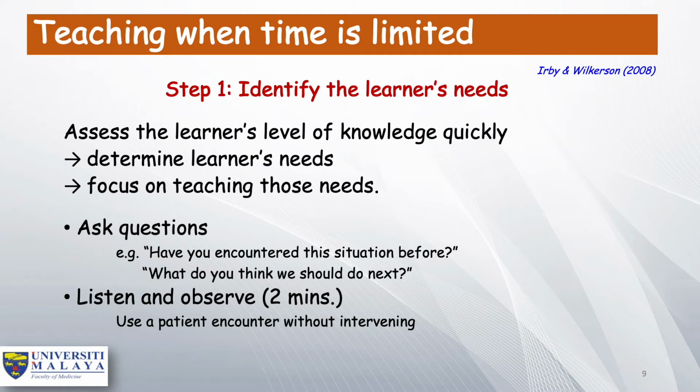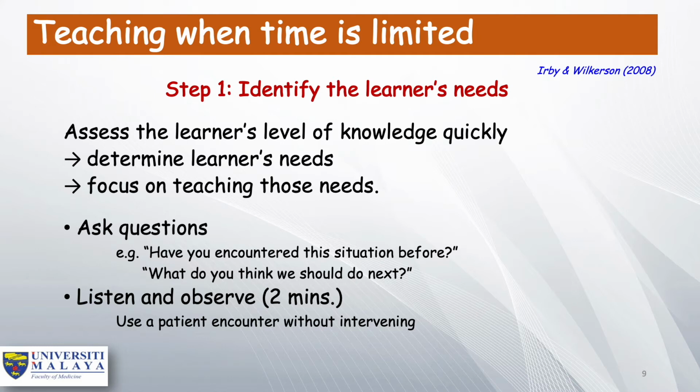But to identify the learner's needs, to understand where the learner or the trainee is, you need to ask the right questions. Those questions are, for example, have you encountered the situation before? Which will help us understand that yes, the trainee has some amount of experience on this. Based on that, we will go to the next question: what do you think we should do next? Again, that will help you understand the level of knowledge the trainee has.